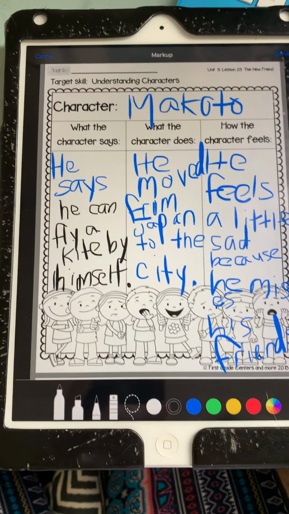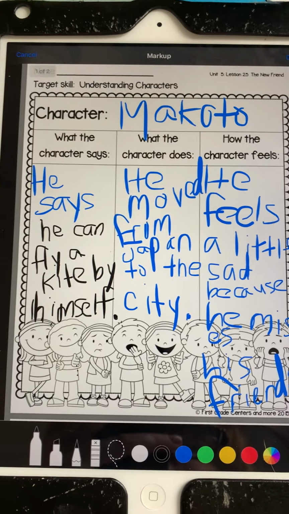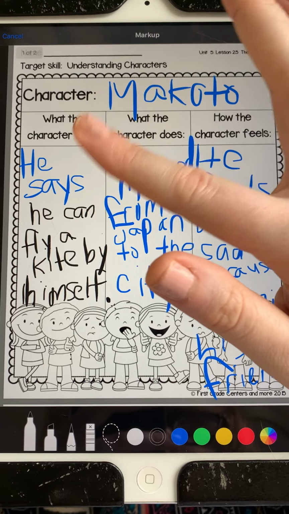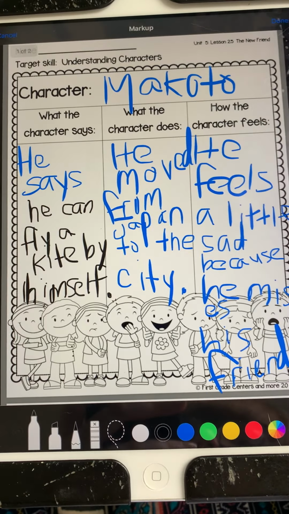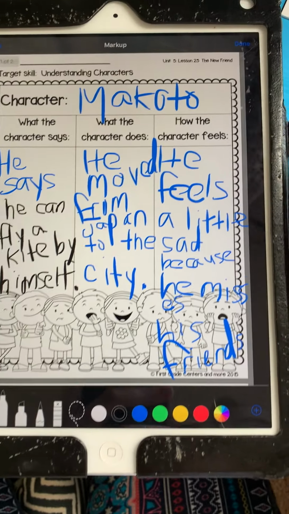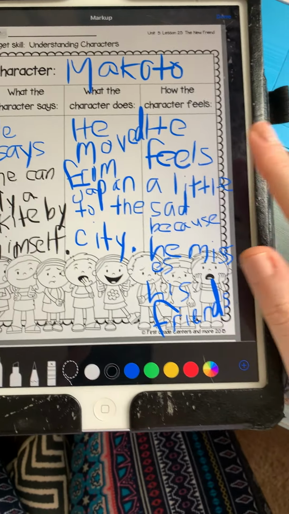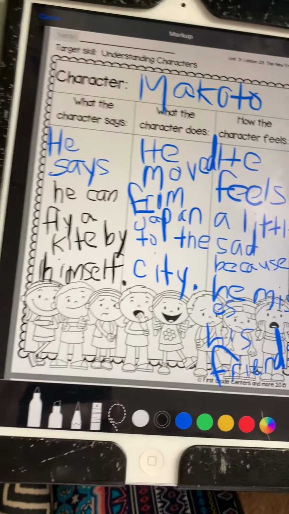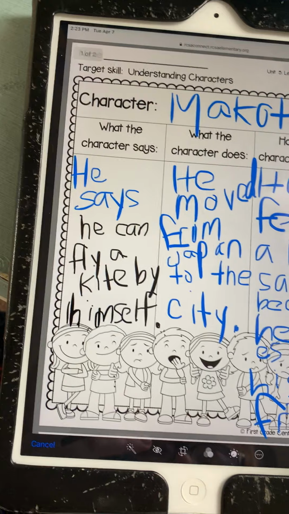So I did this yesterday while I was on Zoom, and basically what we did was we wrote his name, we wrote a sentence for what he says. It could be anything in the story that he says, what the character does. I apologize for my handwriting. It's kind of hard to write on an iPad. And then how he feels. And we gave reasons too. So we didn't just say he feels sad. We said he feels a little sad because he misses his friends. So that is for understanding characters.